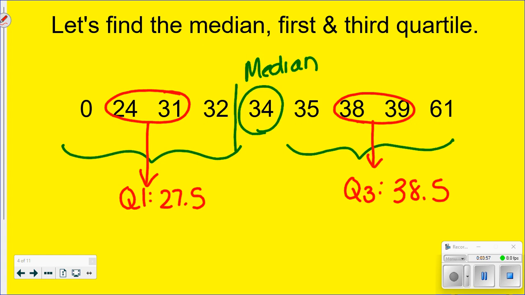So I found my median, which I had to do first. And then after that, I go to find my quartiles. And to do that, I find the middle number of the upper half and the middle number of the lower half.